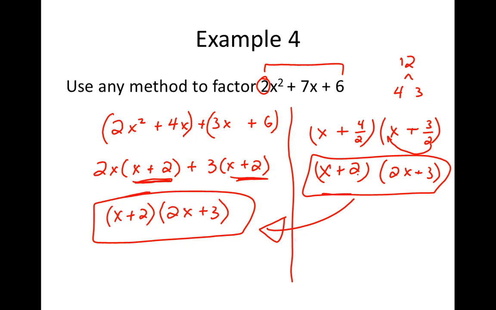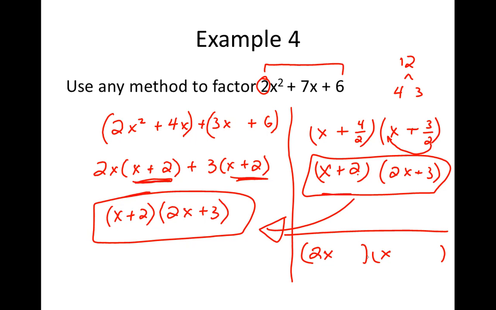We can do trial and error too. Kind of hard to teach that. I mean, I would just basically go through how I trial and error this. I would start with 2x squared can only be factored in 2x and x. 6 has got a couple different ways. I can factor it 6 and 1 or 3 and 2.